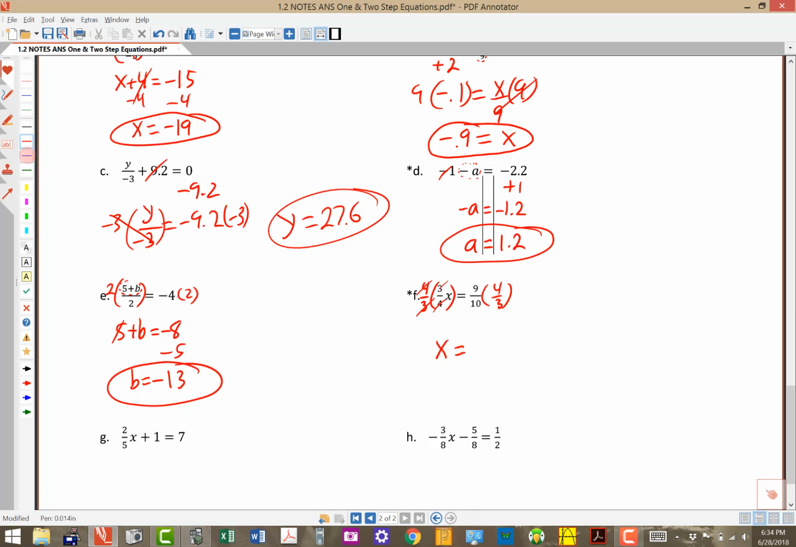Now, take a look over here. I'm going to change colors so we can cancel these off. Let's see, we've got a 9 and a 3. 3 goes in here once. 3 goes in here 3 times.